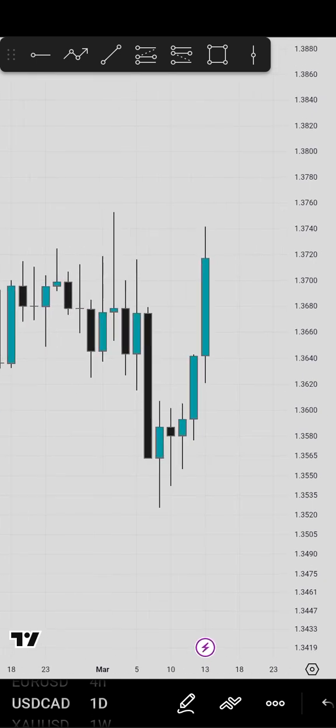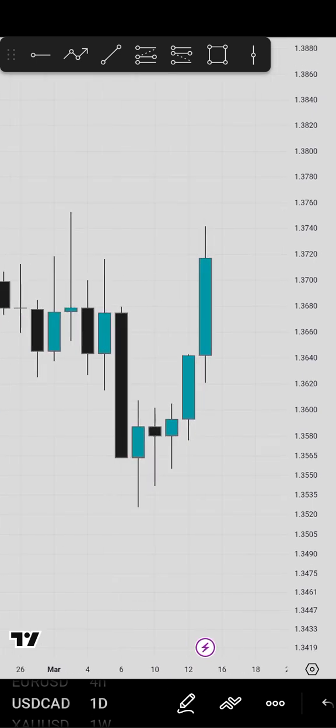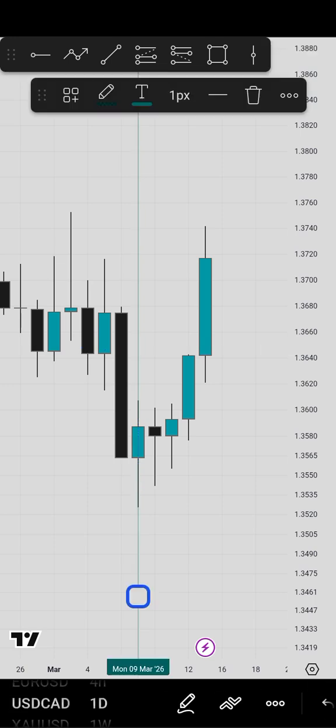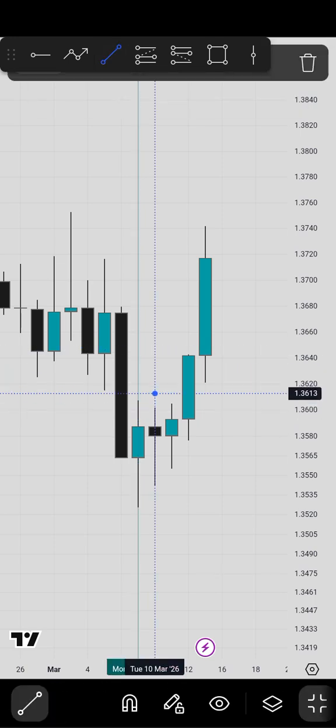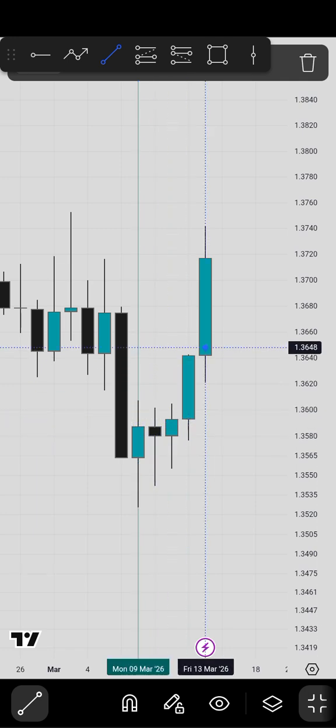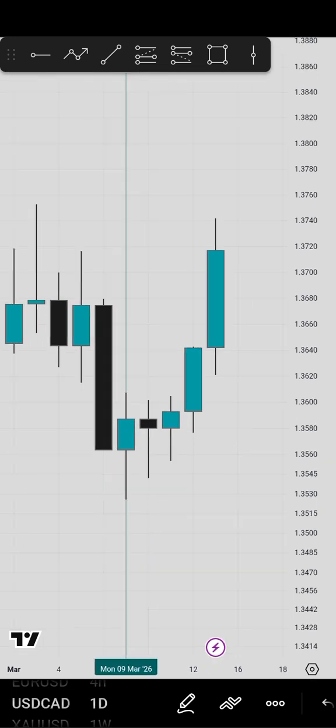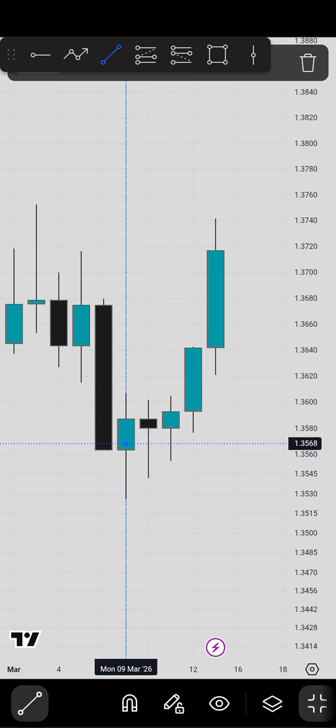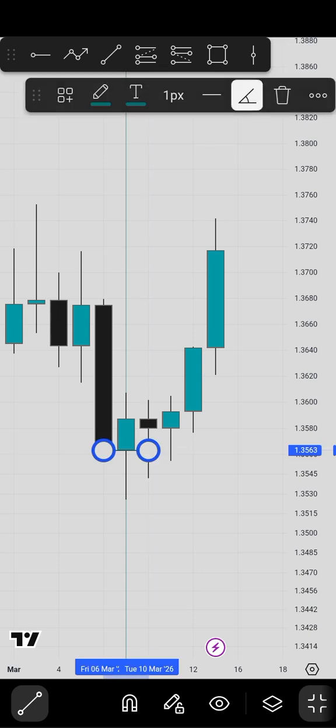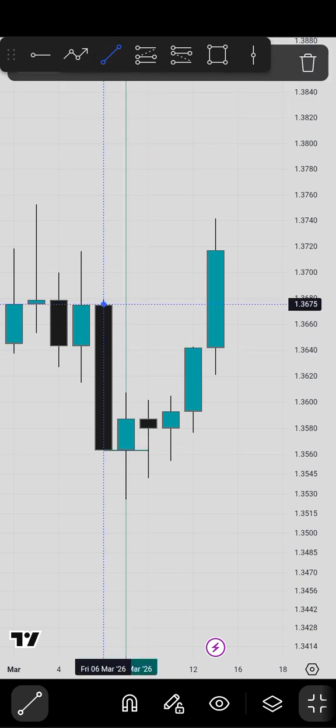So the first thing I need to do now is to demarcate this area. This is when the last week started. So this is the Monday, Tuesday, Wednesday, Thursday, Friday. Before the Monday candle, I saw this particular bearish candle, a very strong momentum that has a big body. So I mark the low and I mark the high.